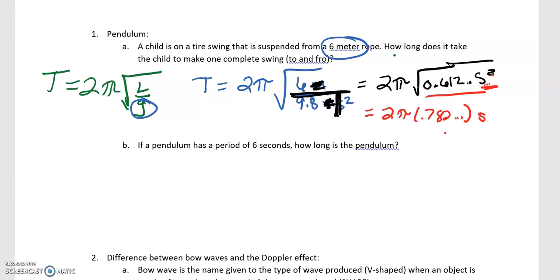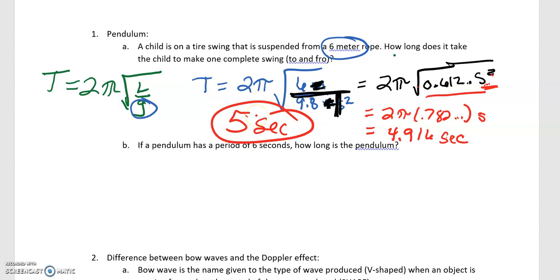So there we go. And I get the period to be 4.916 seconds. Oh, that should be a C. Jeepers criminy. Let me erase it. That was terrible. S-E-C. And now when I check sig figs, it looks like I only get one significant figure, so I would write that down as 5 seconds would be my period.